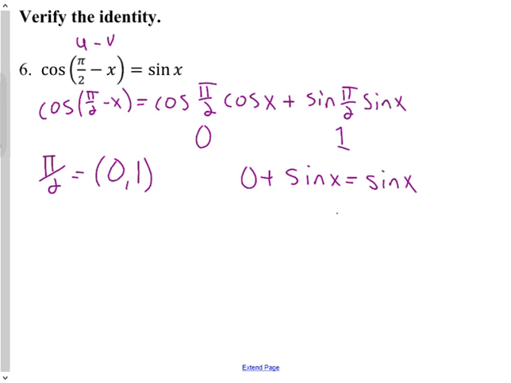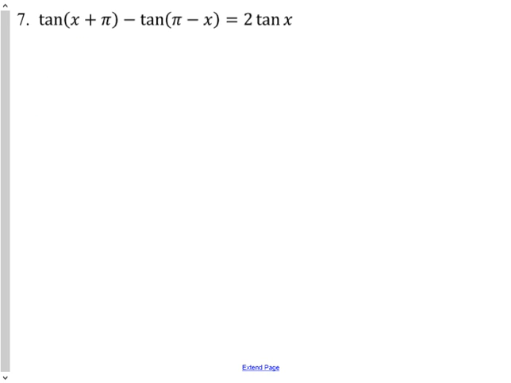And here is the work. Cosine of pi/2 minus x. Using u minus v, we get cosine u cosine v plus sine u sine v. Well, filling in, what is pi/2 then? Pi/2 is at 0, 1, so these are my cosine, these are my sine. Filling it in, 0 times cosine is 0, 1 times sine of x is sine of x. 0 plus sine of x is sine of x. It's a pretty short, quick proof. Feel free to pause to write these down.